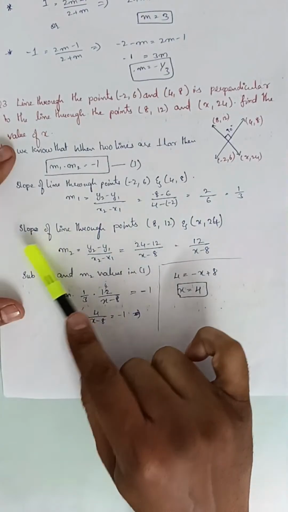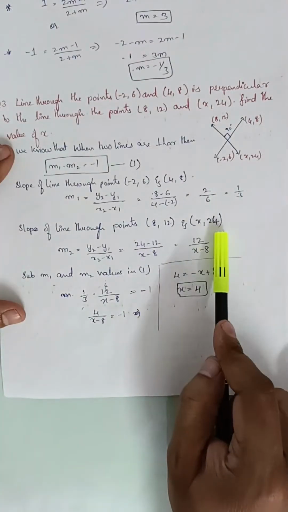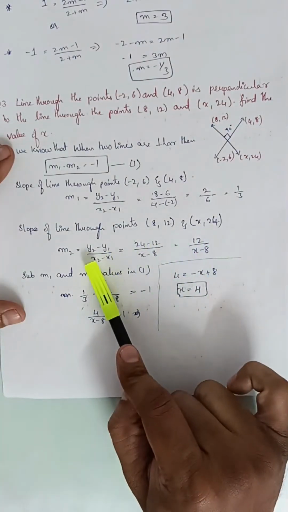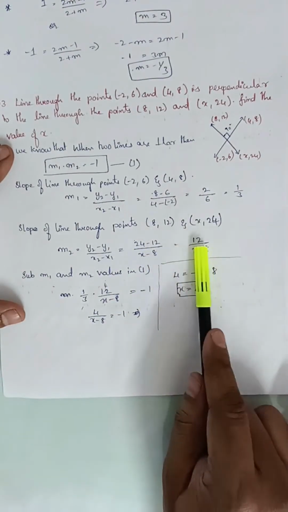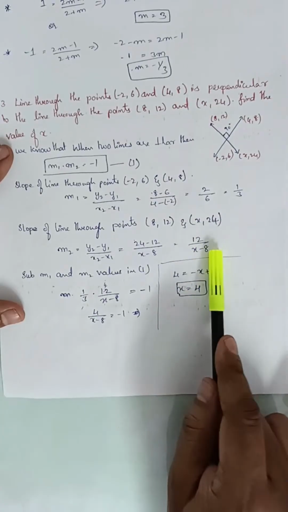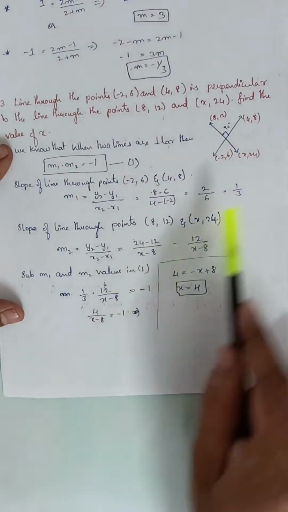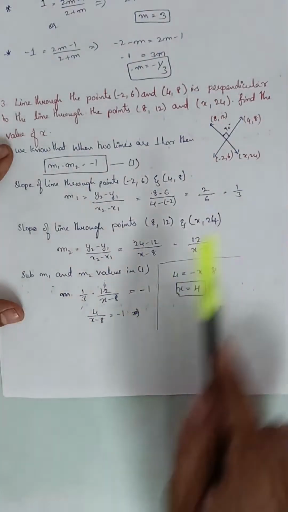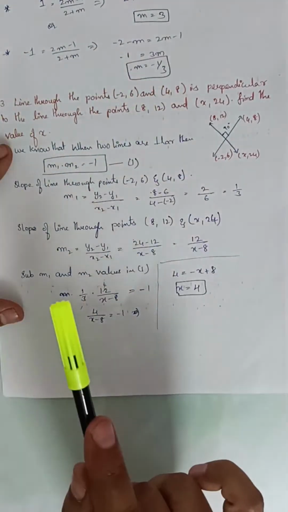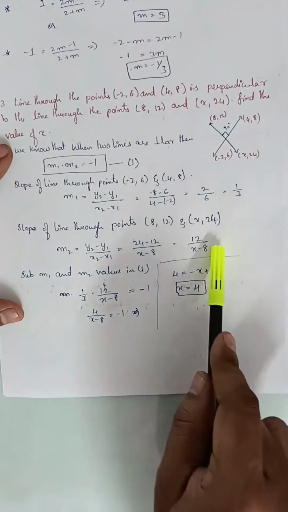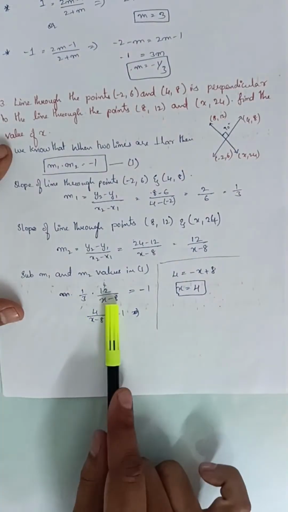Now find the slope of the second line with points (8, 12) and (x, 24). The formula you know, substitute it: 24 minus 12 over x minus 8, that is 12 over x minus 8. Compare it to get the value of x. Now we will make it equal, no, sorry, we will not make it equal, because this is perpendicular. When can we make it equal? When it is parallel. So this is perpendicular, we will not make it equal. We will multiply to get -1.